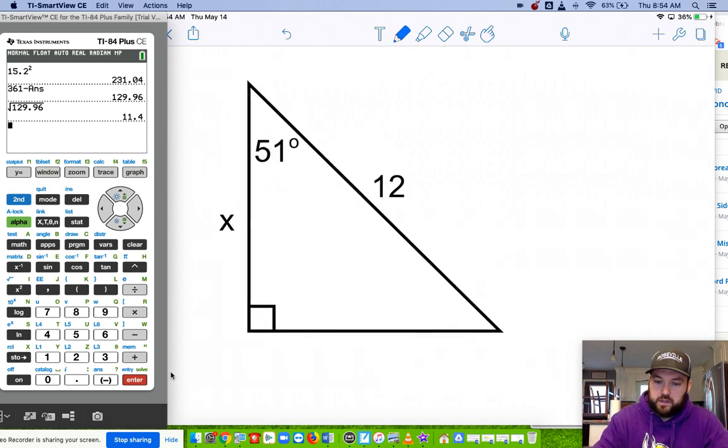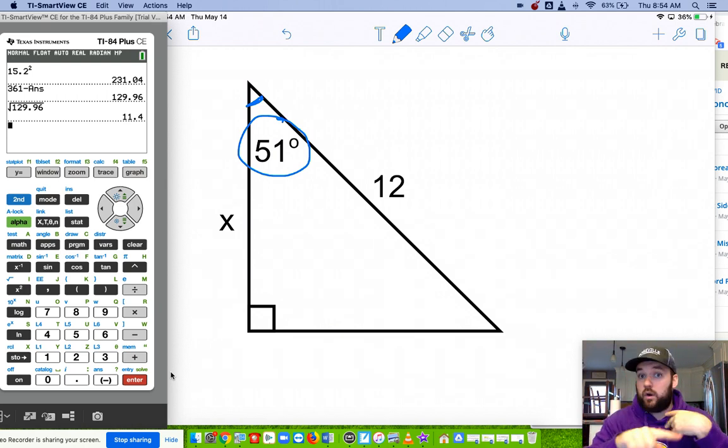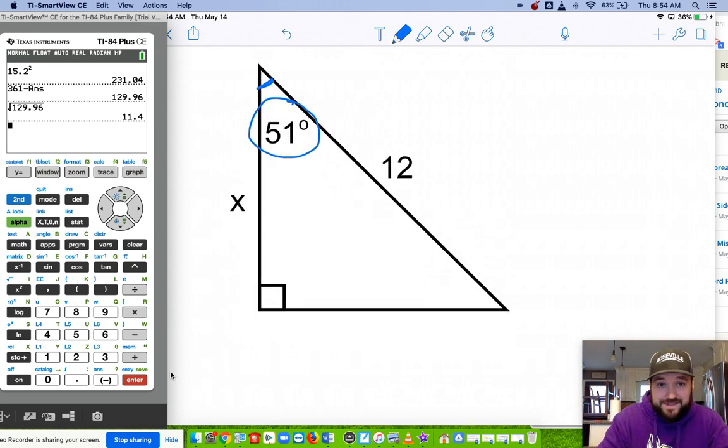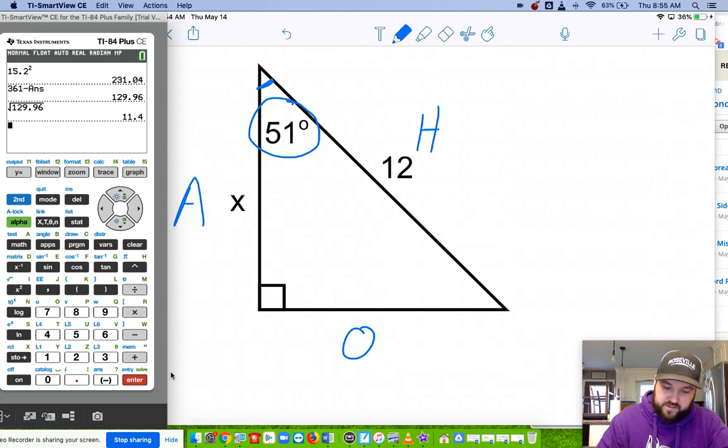Okay. In order to do this, you have to be given an angle. So we do have an angle of 51 degrees, which is referencing this upper angle up here. What I need to now do is label the 12 and the x as either opposite, adjacent, or hypotenuse. The x, if you want, you can label opposite because that's across from it. The hypotenuse is across from the 90-degree angle. So this is my hypotenuse, which means this is my adjacent.